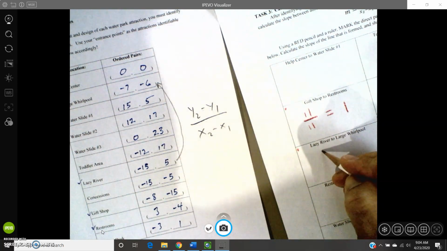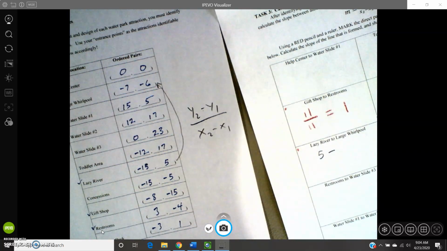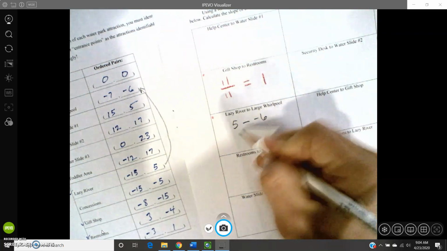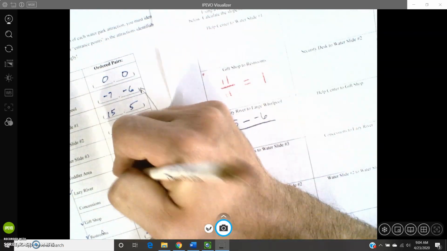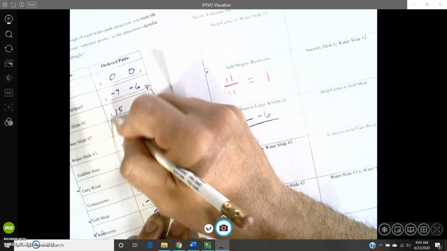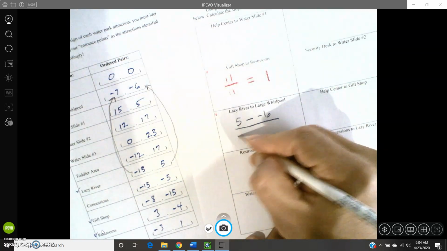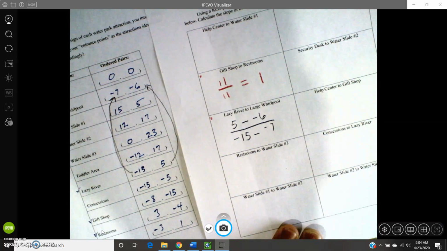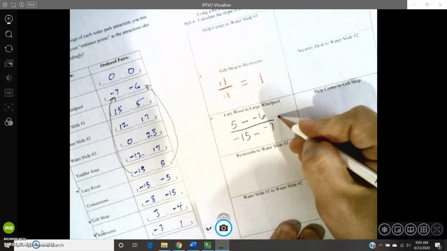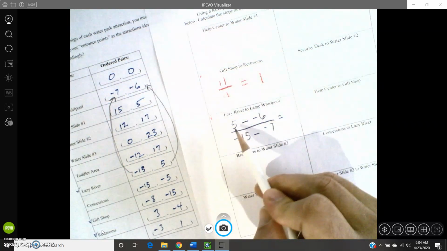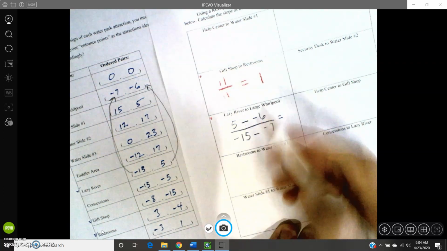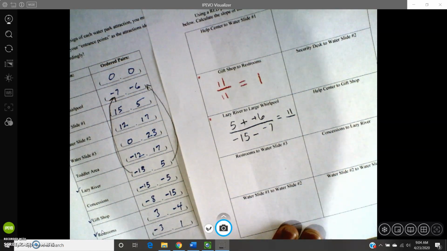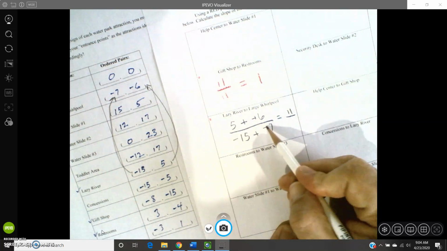So I'm going to do 5 minus, from the formula, -6 over. Coming back here, we're going to get -15 minus, from the formula, -7. Okay. Now, when I look at that, I'm going to make this subtraction, but when you subtract a negative, you're really adding. So that becomes 11 again. All right, and then -15 again, the same thing here.